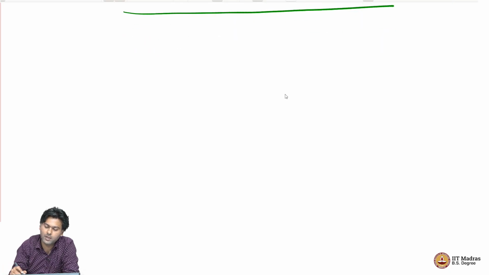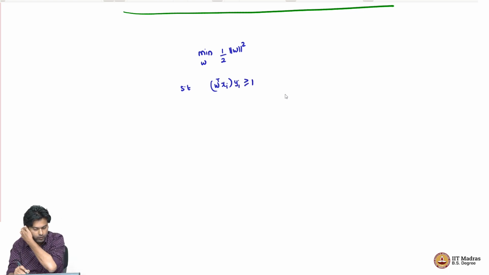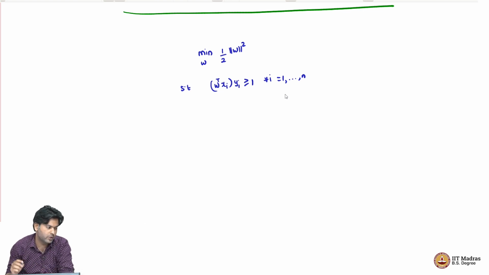Let's go back to our problem and see what our problem was. Our problem was the following: minimize over W half norm W squared such that W transpose Xi times Yi is greater than or equal to 1 for all i equals 1 to n. This was our original problem. First question: does this min-max swap that we will do later apply to our problem?